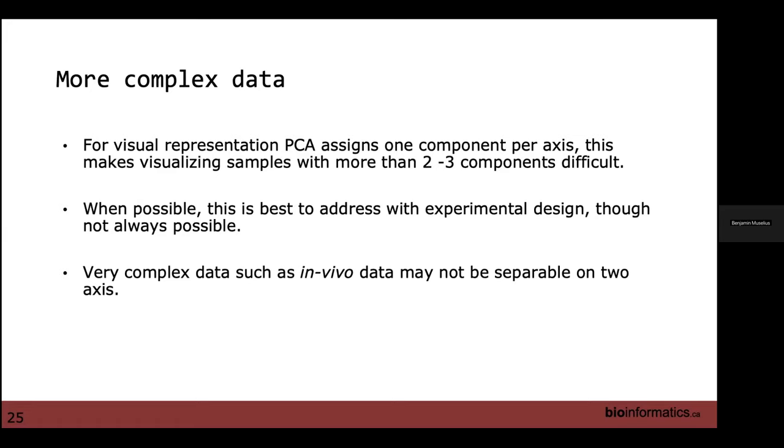Now, more complex data. That's fantastic when you're doing something that is very discrete, right? A mutant versus wild type, a simple treatment study. But in proteomics, especially as we get the ability to sample more and more complex samples, we might want to do studies where our first two components really don't tell the whole story. Of course, when it's possible, it's best to just address this in experimental design and simplify your experiment, right? But in some cases, that is not possible, such as in vivo data.